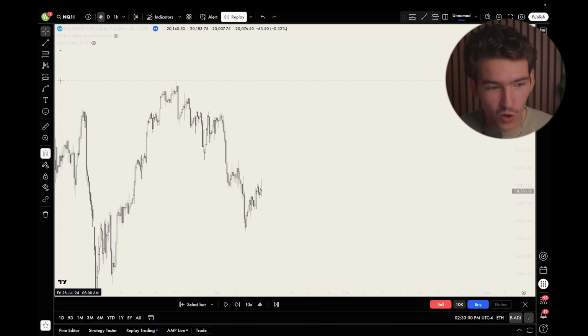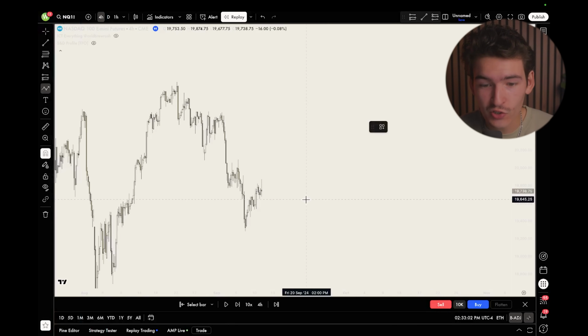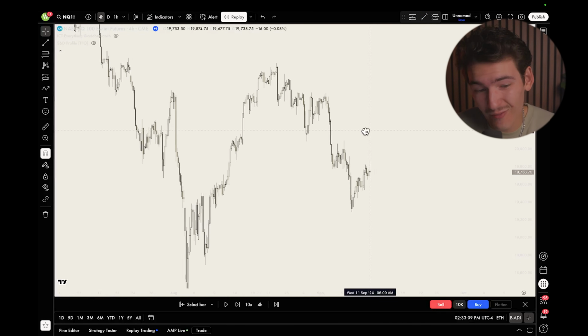Because at the end of the day, a break of structure is a pattern. So the context that we need is some sort of liquidity being taken and some sort of manipulation, maybe an SMT, and an area where we can have an expected draw.